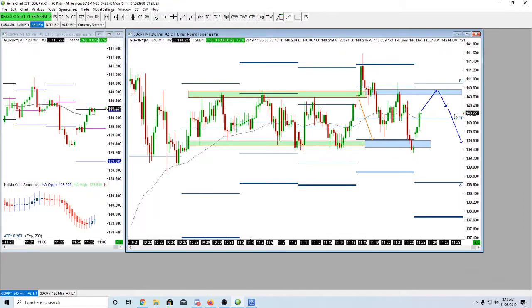You could take half the move if you wanted to. There's a lot of pips in here. From this 140.50 area down to this 139.50s, there's 100 pips in that zone. So if you're selling this off, there's a couple ways you could do this. One way would be to put a pending order here at this spot and, with a take profit at the support level.